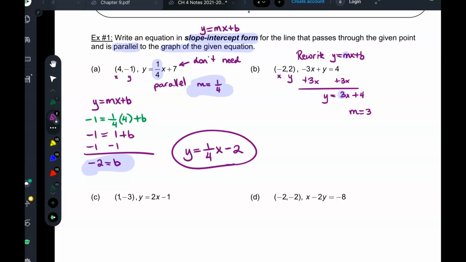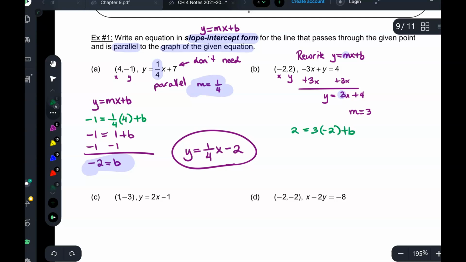Again, y equals mx plus b. I need m and I need b. We have m now. How do I find b? You already have b. No, you don't. This 4 is the y-intercept of this line. We have a new point, so we have a new y-intercept. We're going to do 2 equals 3 times negative 2 plus b.